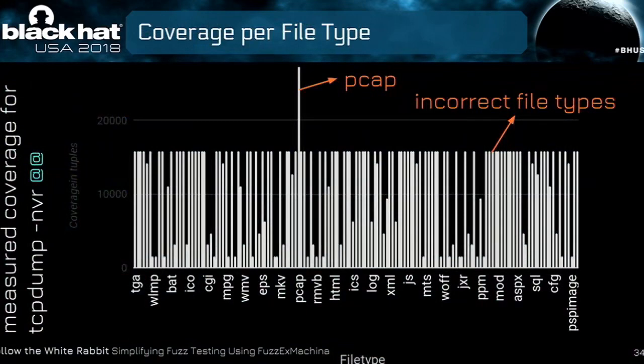Okay, so what you can see here is a result of that heuristic. On your x-axis, you can see the different file types, and then on the y-axis, you can see the total coverage the sample files yielded for the TCP dump execution I elaborated on earlier. And we can really see this peak here for the PCAP file type. So this would allow us to identify PCAP as the right file type and thus choose good seeds.